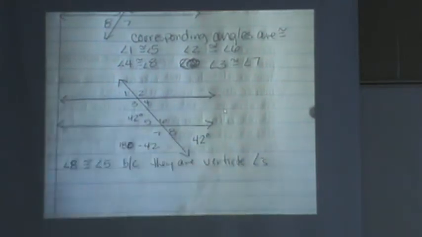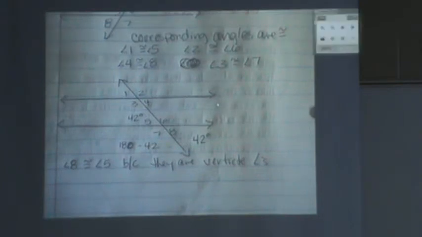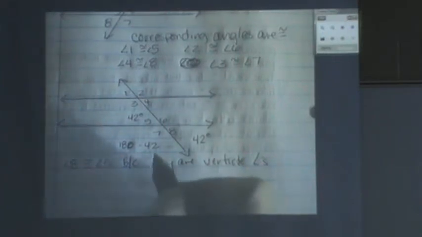Would it be 42? I thought you might have added both of them together. No, 180 minus 42. Okay, these two angles added together form a straight line. So what is my measure for angle 7? 138. Yes. How did you get that?